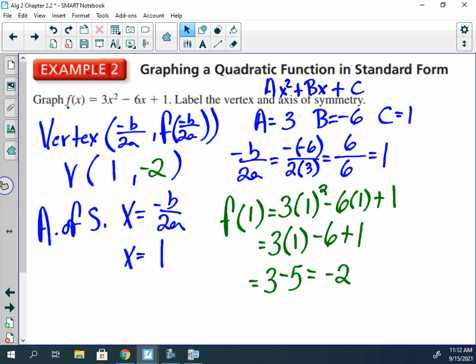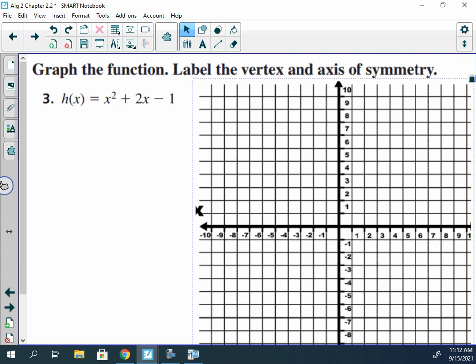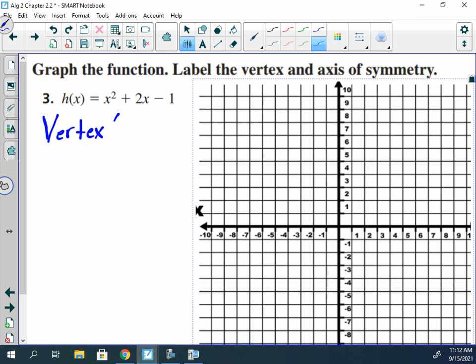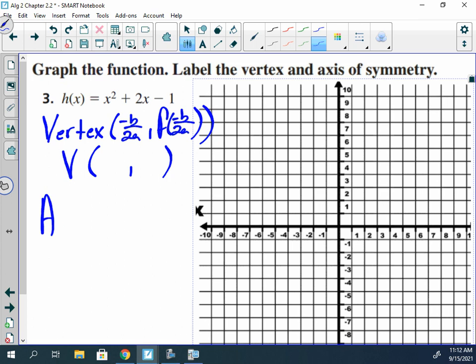Any questions on this here? Okay. No questions on this here. Let's go on and look at the next one. The vertex is our negative b over 2a, comma, f of negative b over 2a. Our axis of symmetry is going to be x is equal to negative b over 2a.